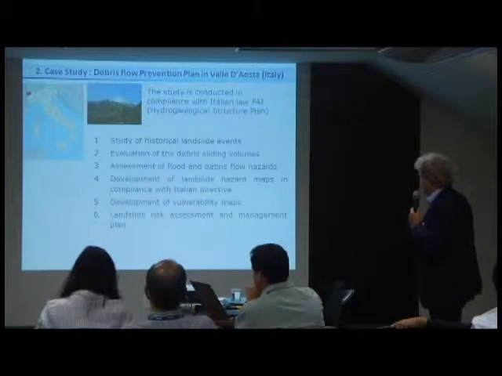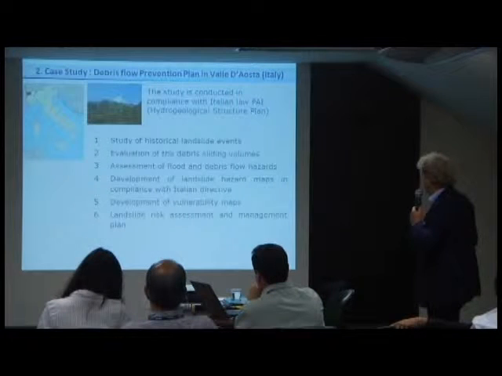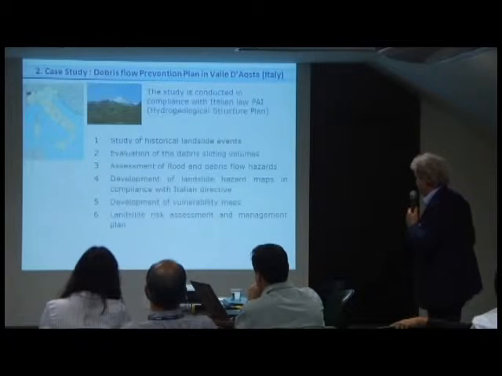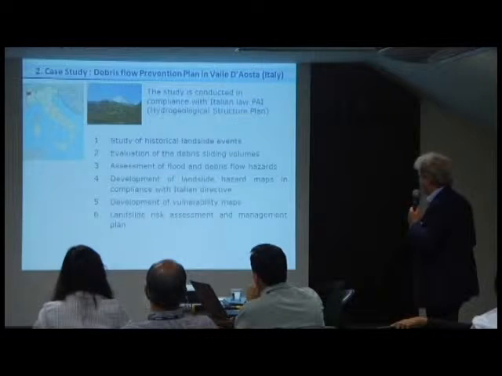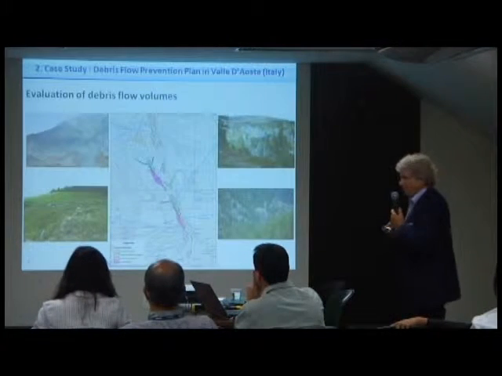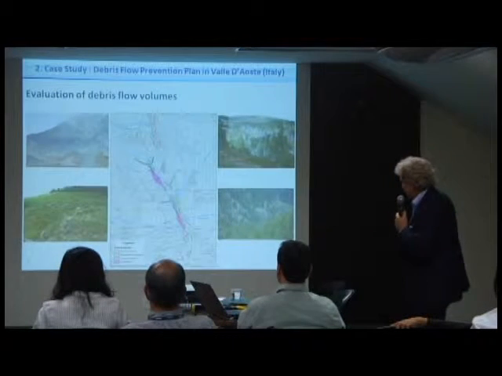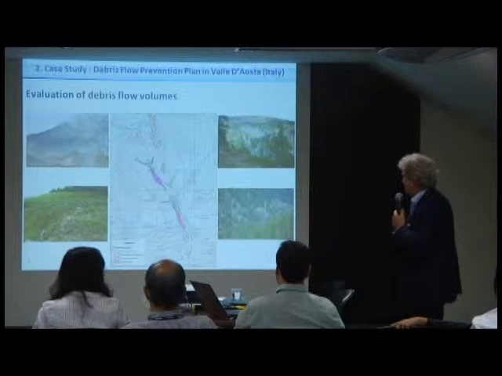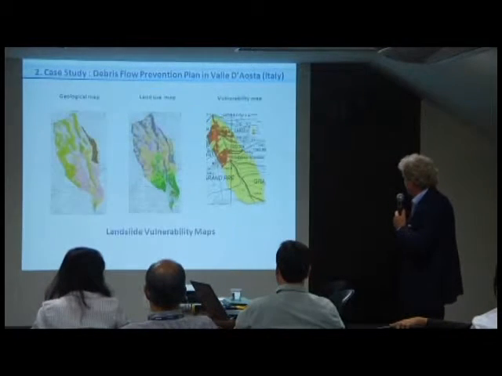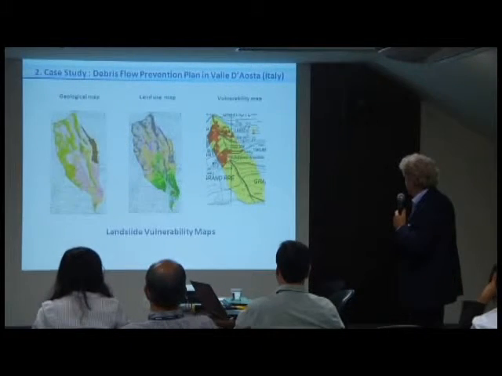plan. We had the study of historical landslides, the evaluation of the debris, assessment of flood and debris flow hazard, development of landslide, development of vulnerability maps, and landslide risk assessment. Of course, I make only some examples because each study is very long to explain. But here we made an evaluation of debris flow volumes. We made the geological land use map, and with the combination of the two, we had the vulnerability map.